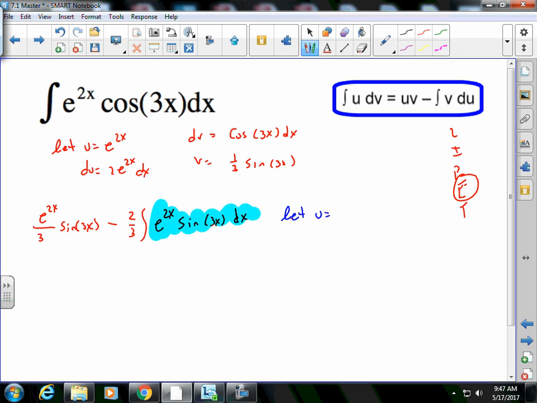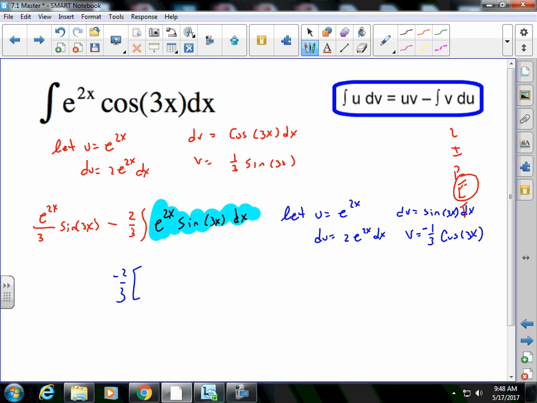Let u equal e to the 2x. du has to equal 2e to the 2x dx. dv has to equal what's left over, sine of 3x dx. v has to equal minus 1/3 cosine 3x, because the derivative of cosine is a negative, so I need a negative in front to make sure I get a positive sine. So I have this minus 2/3 out front that I have to multiply everything through by.